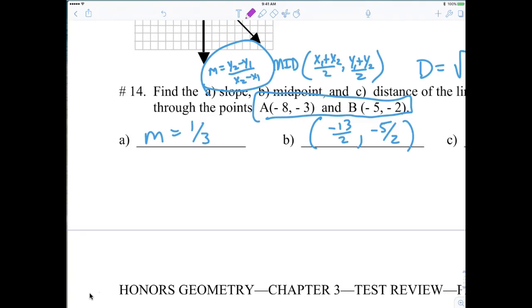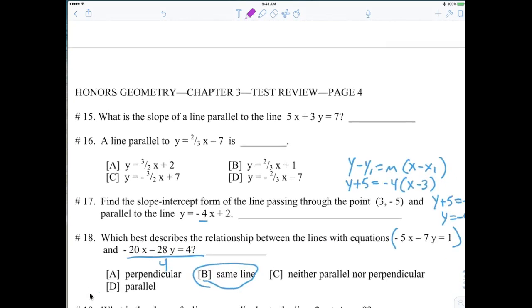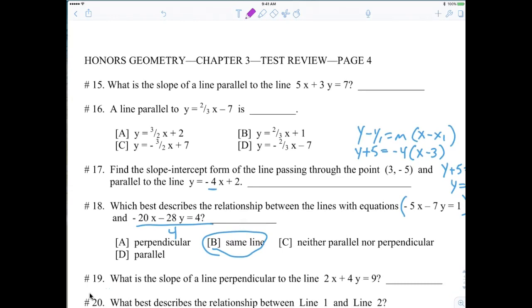All right. Somebody else. Good, Grace. 15 and 16. Let's look at 15 real quick. What is the slope of the line? You should be able to look at that and just say m equals -5/3. Right? And a line perpendicular would just be what? It has to have a slope of 3/5, right? So which one of those? B. Right?